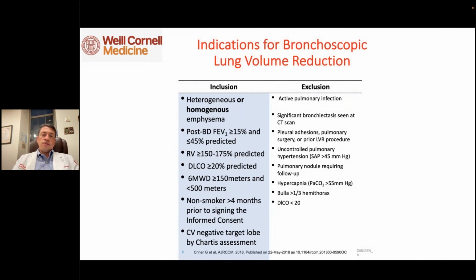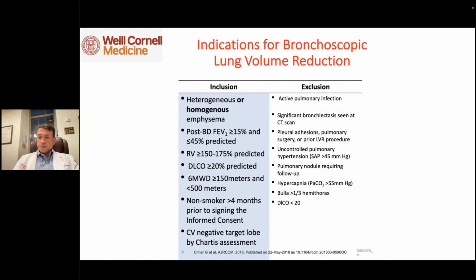Hypercapnia, PCO2 more than 55. Usually those patients would benefit from non-invasive ventilation, and then a couple of months later you can repeat a blood gas, and if their PCO2 is back to something reasonable, that may be a way to approach this.